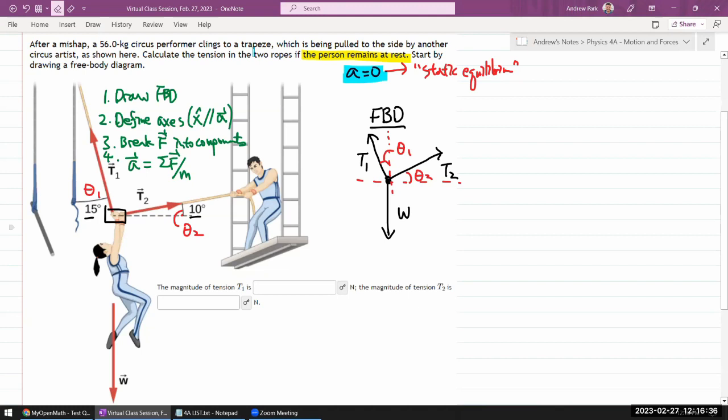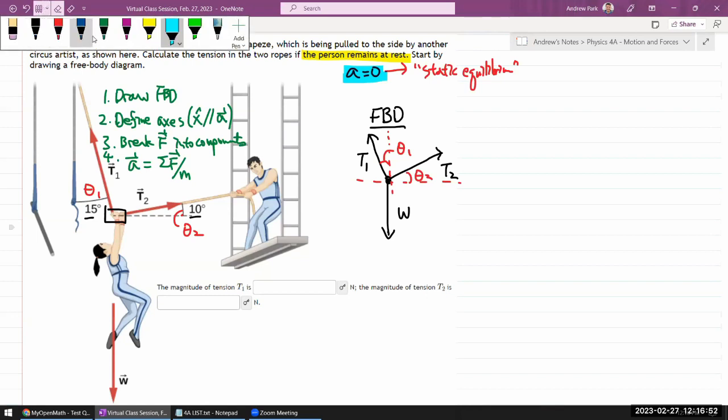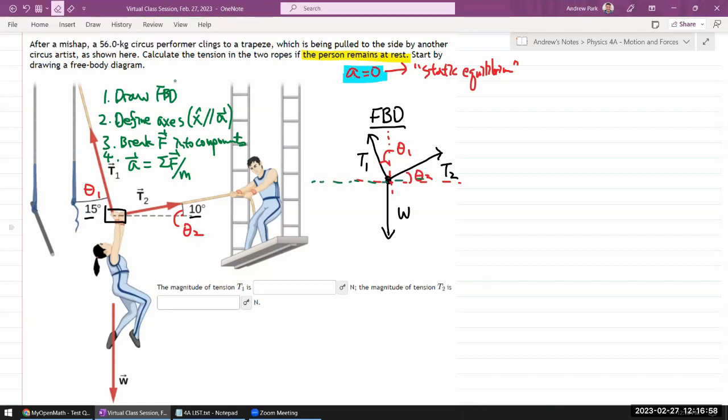Okay, so we have to define axes, and in a situation like this, if it's possible, you might define your axis along one of the forces so that you have to break down fewer forces. In this setup, I don't feel like I can gain much by making my axis along T2 or T1. So let me just do the normal thing and let my axes be straight X and Y.